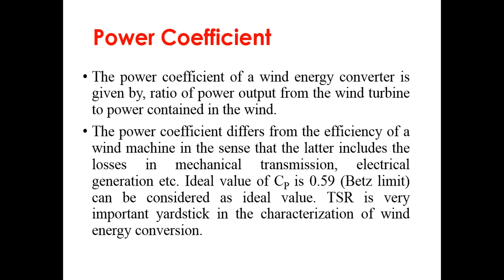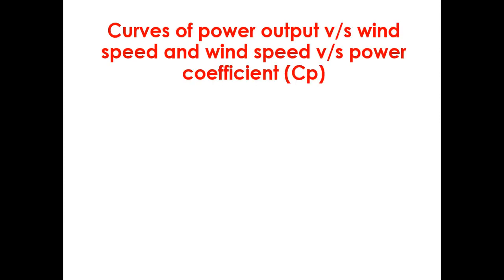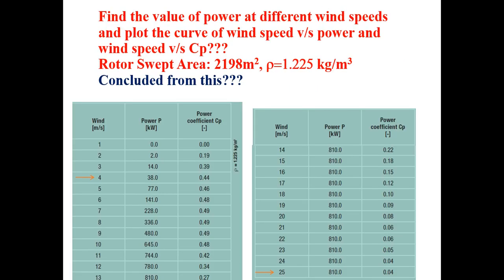So the ideal value of Cp is 0.59 for the horizontal axis rotor, and TSR is also an important yardstick for the characterization of the wind energy conversion. So let's discuss the curves of power output versus wind speed and wind speed versus power coefficient. This is an example I have taken from one of the renowned companies known as Enercon, the datasheet available online free of cost. You need to find the value of the power at different wind speeds and plot the curve of wind speed versus power and wind speed versus CP.